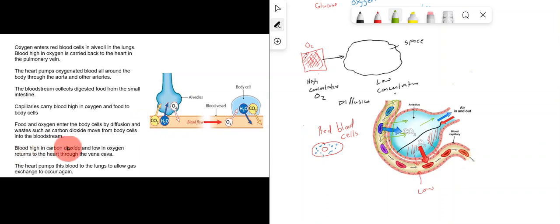So blood high in carbon dioxide and low in oxygen returns to the heart through the vena cava, and the heart pumps the blood to the lungs to allow gas exchange to happen. And this is what we've talked about here. So you have this interaction between the digestive system, the breathing system, and the circulatory system. It's how they all interact with each other. So that is the breathing system, and that is how it interacts with the circulatory system and the digestive system.